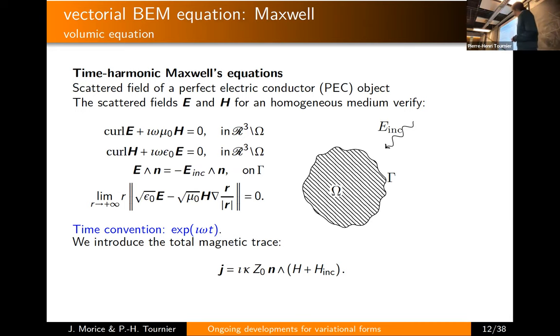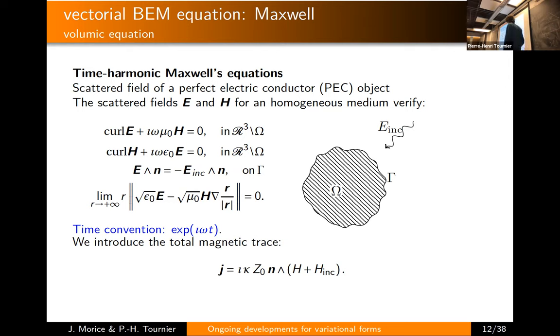We speak now about the Maxwell equation. Typically, I am interested in the time-harmonic Maxwell equation, where omega is the angular frequency. I consider only the scattering problem, the exterior problem of the domain gamma. I consider an incident electromagnetic wave E inc here.